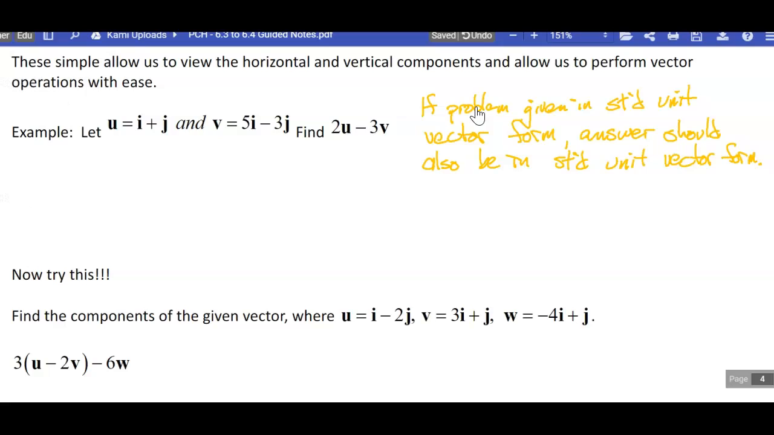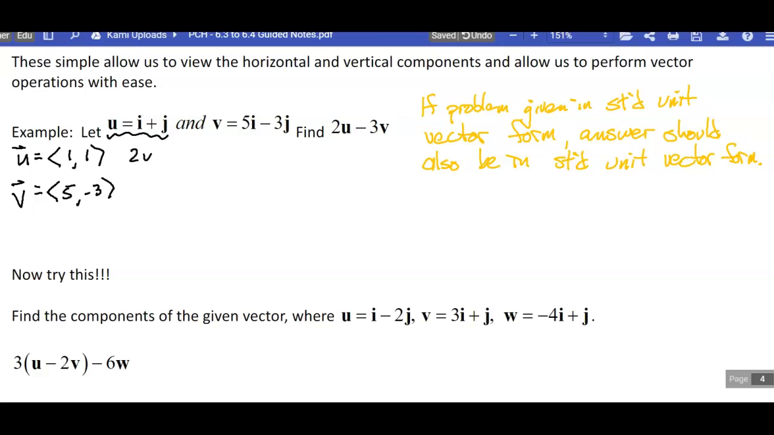Okay, so let's go ahead and take a look at an example. We're going to find 2u minus 3v. And I'm going to go ahead and rewrite these vectors in component form because, again, I prefer doing it that way. So u is going to be 1, 1. I'm just taking this and converting it to component form. And v is going to be 5, negative 3. All right, and I want to find 2u minus 3v.